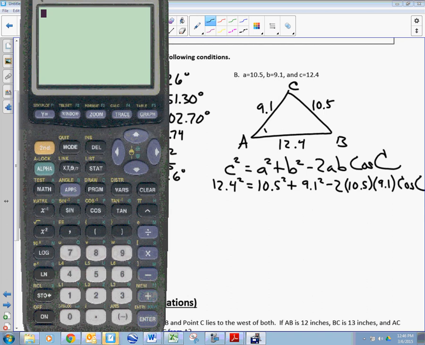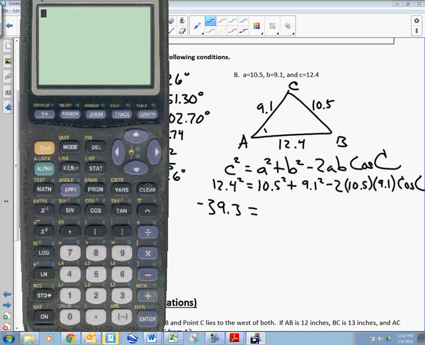This is the last mistake that people make as they're working through this kind of stuff. I'm going to subtract the 10.5 squared over and the 9.1 squared over. But I can't combine this to the rest of that, can I? Because it's being multiplied by cosine of C. So that's what I'm going to do: 12.4 squared minus 10.5 squared minus 9.1 squared. And so on my left-hand side, I'll get a negative 39.3.